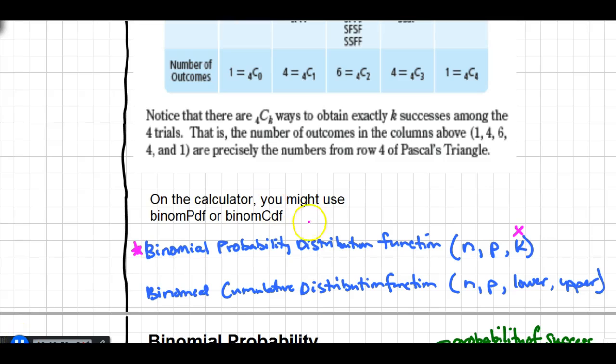To get to this command, you would do menu, probability, and then you'd go down to distributions on the TI Inspire. On the TI 83 and 84, there is a distribution command, and I believe the way to get there is second and then the vars button.